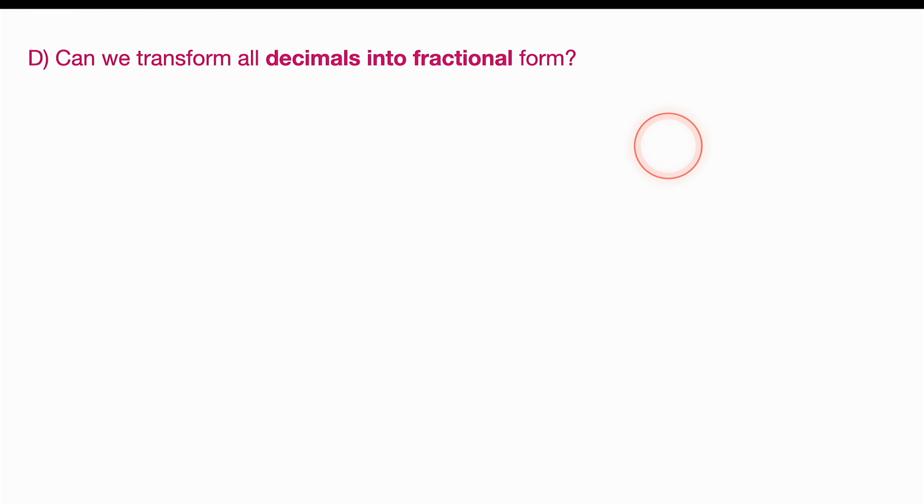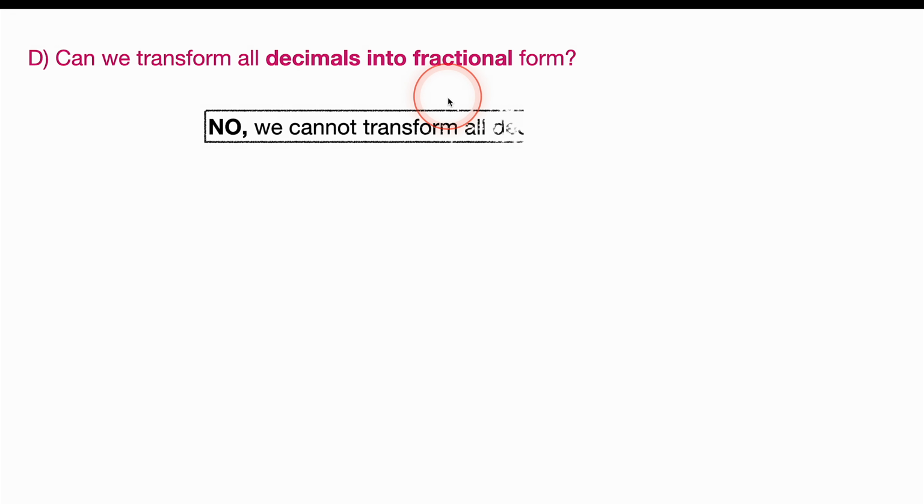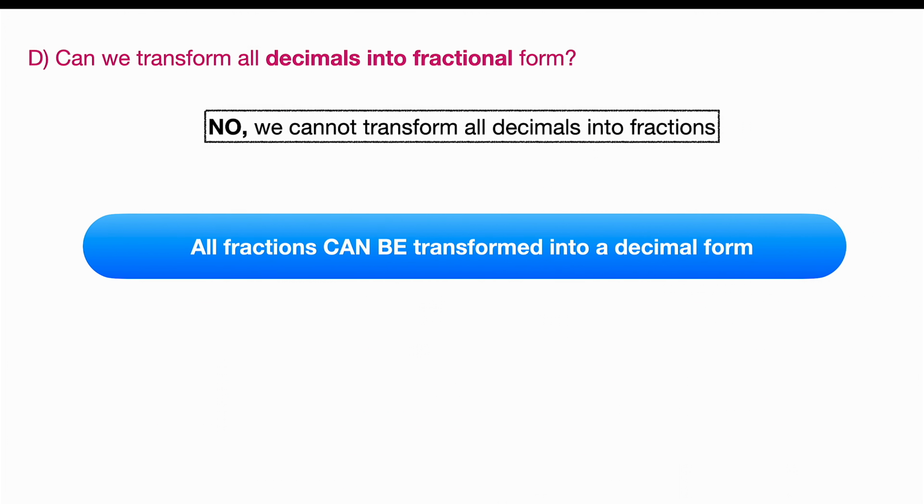So now we can answer the last question. Can we transform all decimals into a fractional form? The answer is no. We cannot transform all decimals into fractions. If I summarize, there are two important points which summarize everything that you have learned now. First, all fractions can be transformed into a decimal form. You take any fraction, you can transform it to a decimal form, and that decimal form will be either terminating or non-terminating repeating.